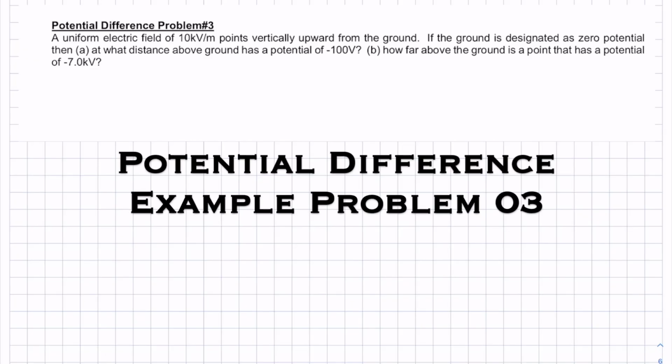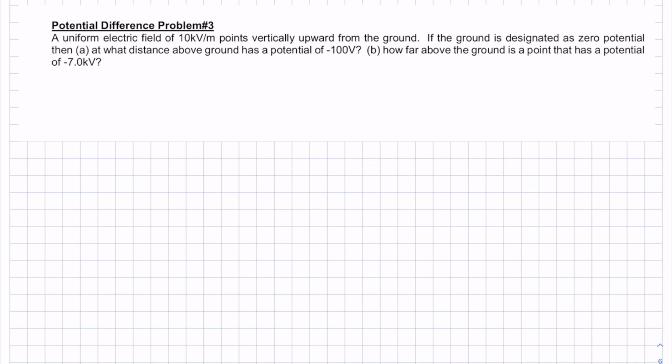We are going to do this potential difference example, potential difference being voltage. A uniform electric field of 10 kV per meter points vertically upwards from the ground. Remember that kV means kilovolts, or it's 10,000 volts per meter.